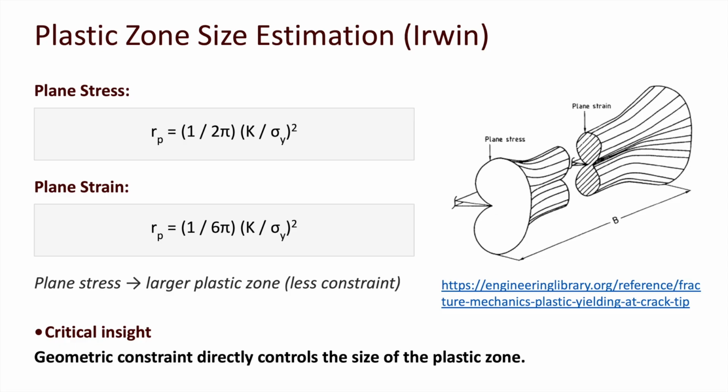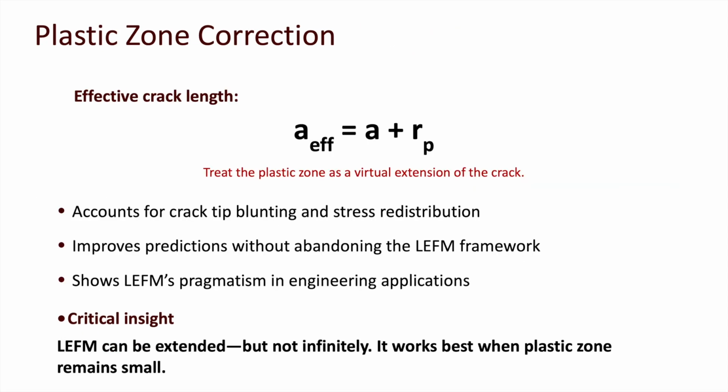Even when plasticity is small, the crack tip is no longer perfectly sharp. To account for this, Irwin proposed a simple and very practical correction. Instead of using the physical crack length, we use an effective crack length that includes the plastic zone size. Conceptually, we treat the plastic zone as a virtual extension of the crack. This captures crack tip blunting and the associated stress redistribution. The beauty of this approach is its pragmatism. We can improve prediction accuracy while still working within the LEFM framework. However, this correction only works when plastic deformation remains limited, the regime we call small-scale yielding.